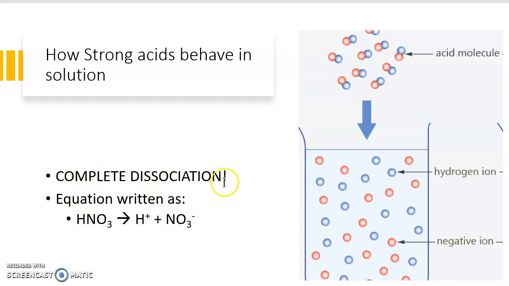Another thing you would know for complete dissociation is that when we write the equation, it is always a one-way arrow. It's not reversible. That one-way arrow is a giant clue that it's a complete dissociation. You always have the full acid molecule on one side and then the 2 ions it breaks apart into on the product side. So those are for your strong acids.